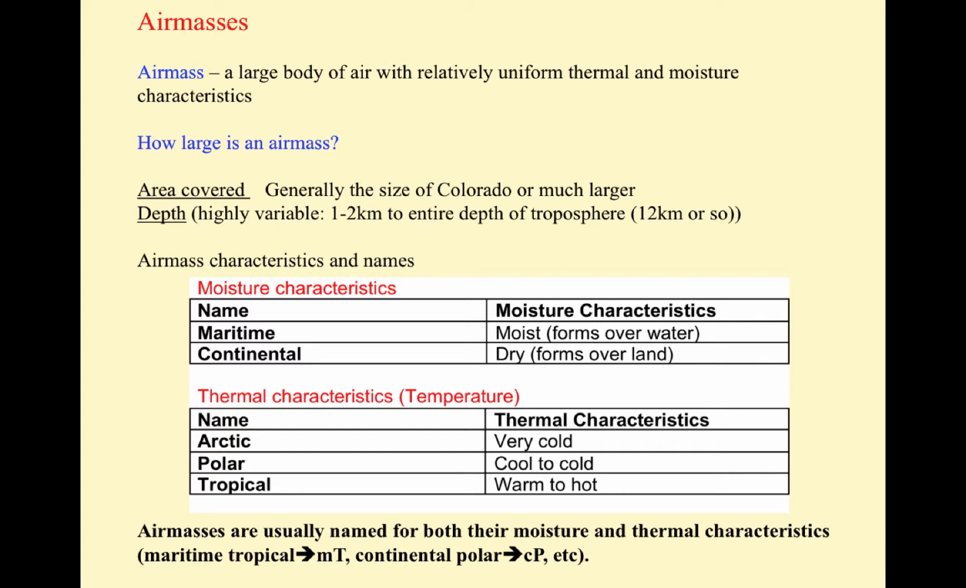Air masses usually require both of these characteristics. So for instance, you can have a maritime tropical air mass, MT, which describes a warm, moist air mass, or a continental polar air mass that might, say, form over the Canadian plains. That would be cold and also dry.